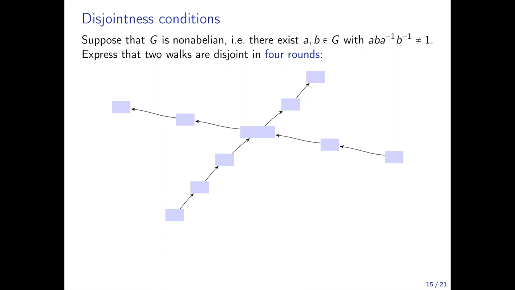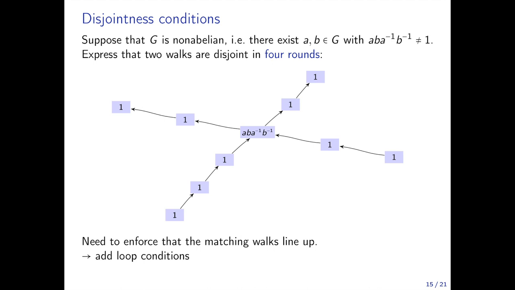First, we traverse the first walk and write into every cell the value a. Then we traverse the second walk and write the value b. And then we do this again, only using the inverses. So we traverse the first walk with a inverse, and this cancels all these points which are not on the intersection point. And we traverse the second walk with b inverse, which again cancels all points. Only in the intersection point we have this commutator, which is not equal to 1. So this picture now becomes 1 if and only if the two walks were disjoint. Of course, here, because we traversed these walks twice, we need to enforce that they actually line up. And this can be ensured by adding further loop conditions.